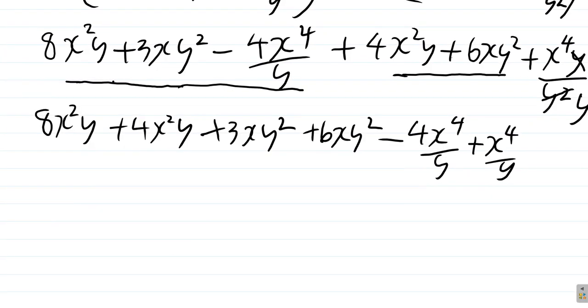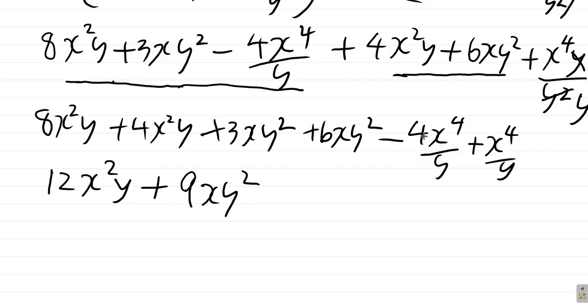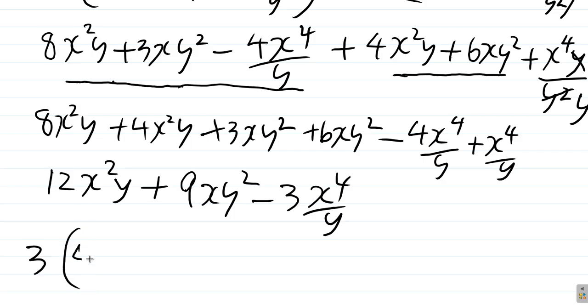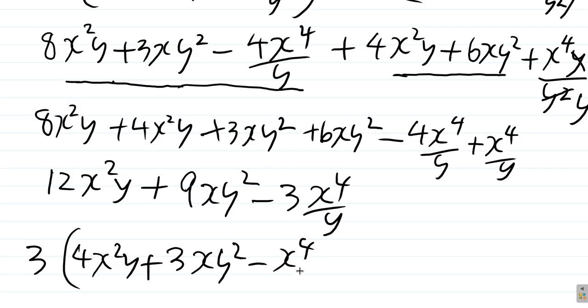8 and 4, 12. So we have 12x squared y. 6 and 3, 9. So we have plus 9xy squared. Negative 4 x to the 4 over y plus 1 x to the 4 over y, negative 4 plus 1 is minus 3 x to the 4 over y. Let's factor out 3 from it. 3, open the bracket, 3 into 12, 4, so this is 4x squared y plus 3 into 9 is 3, so we have xy squared minus 1x to the 4th over y.